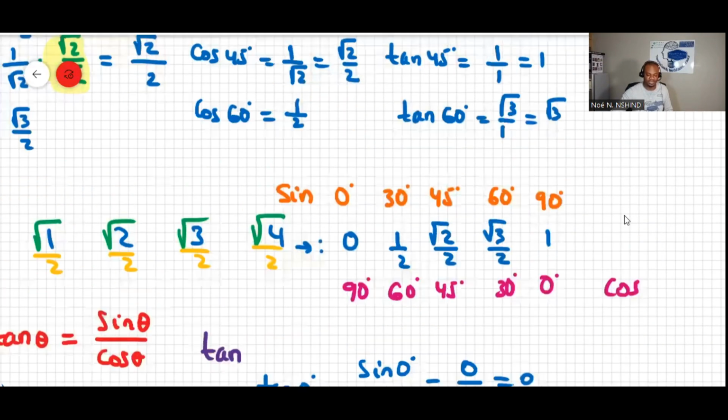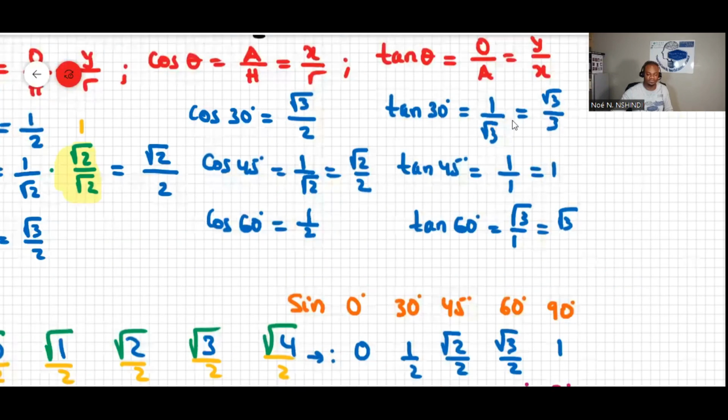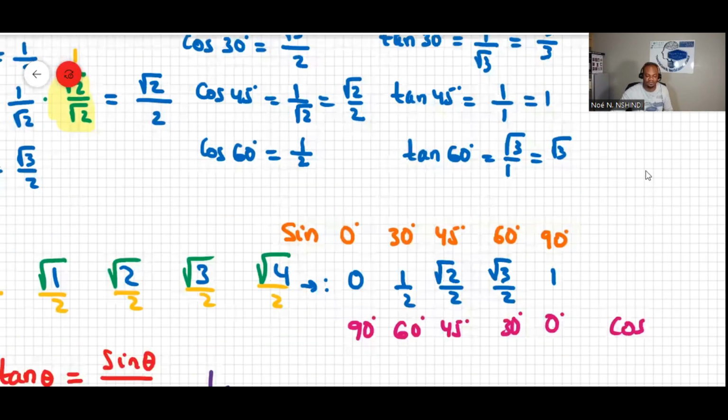Remember, we did find it here: tan of 30 degrees is root 3 over 3. So you can try to get the 45 degrees, the 60 degrees, and the 90 degrees yourself. Thank you.